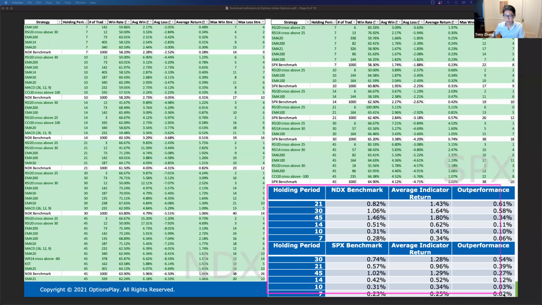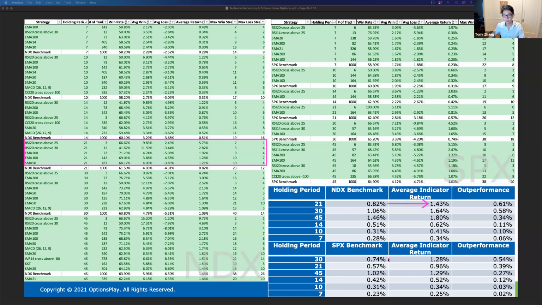And then down here, what we have is also the benchmark versus the average indicator return. What this was designed to do was to give us a better sense for what is the optimal holding period for these types of strategies. So what we tend to find is that for the Nasdaq-100, you have the most outperformance when you held the trade for 21 days. The average outperformance of indicators at 21 days was 143 basis points, and that's 61 basis points above the benchmark.